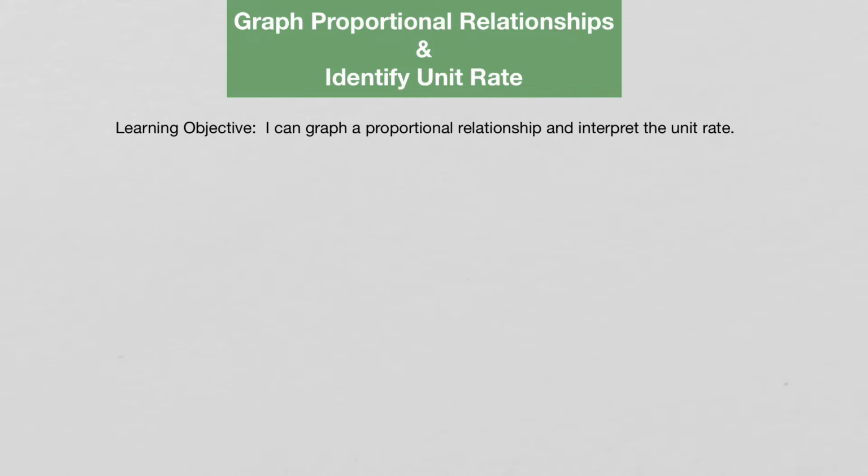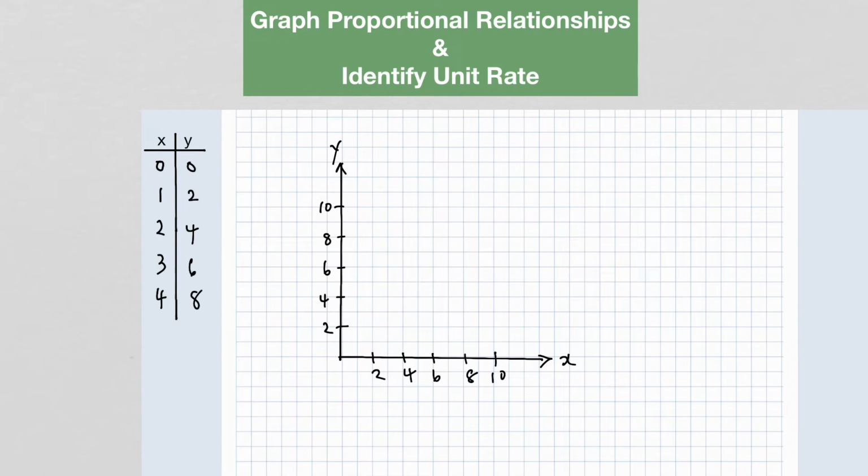Okay, class, in this lesson, you're going to learn to graph a proportional relationship and then interpret the unit rate. So let's go ahead and take a look at an example. On the left, we have a set of ordered pairs, values of x's and their corresponding y's. Okay, so let's go ahead and graph those points.